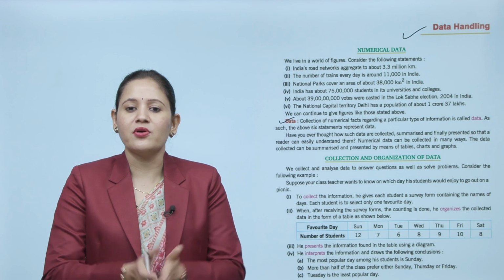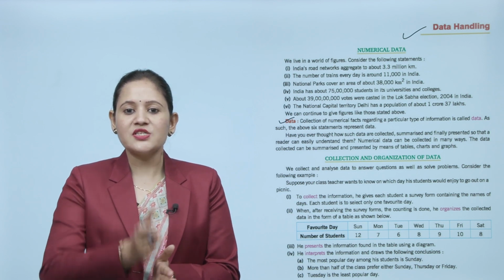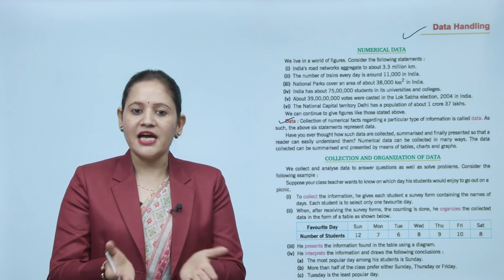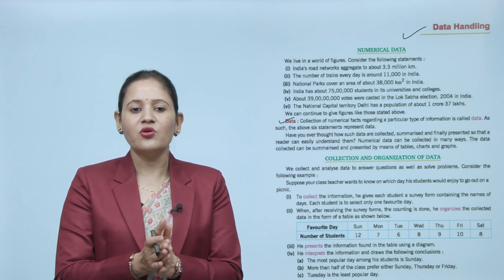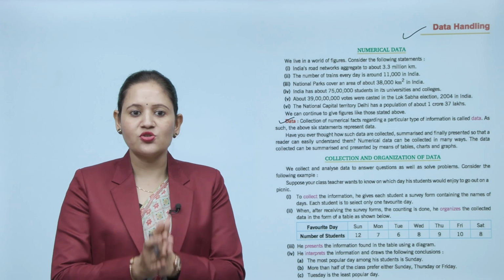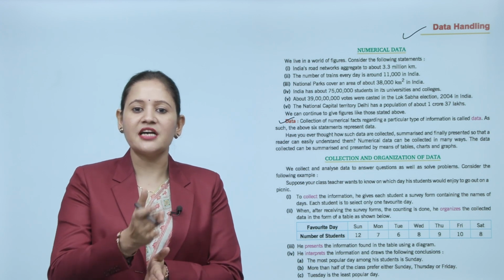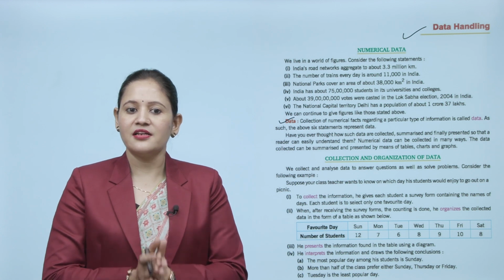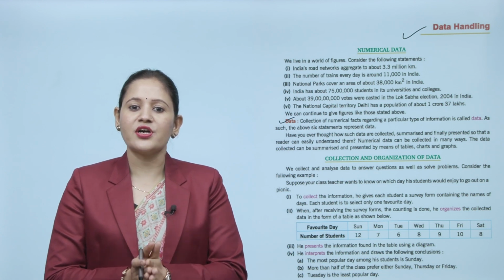Because data क्या होता है, बहुत large होते हैं. So first we arrange the data to understand it properly. अगर data को हम ऐसे ही रखेंगे, raw data होगा तो it will be difficult to understand it. So first हम उसको table, chart या graph की form में arrange करते हैं to understand it well. Clear? Next, collection and organization of data.